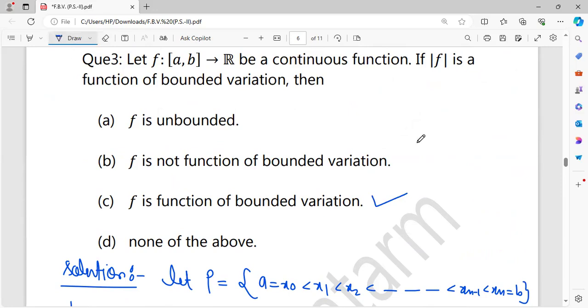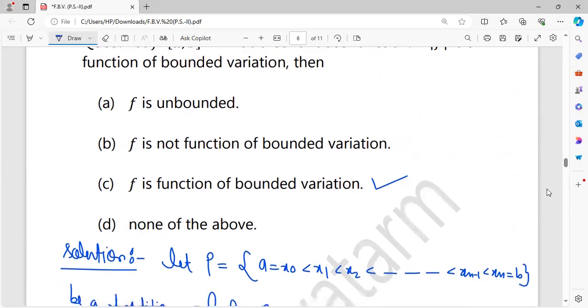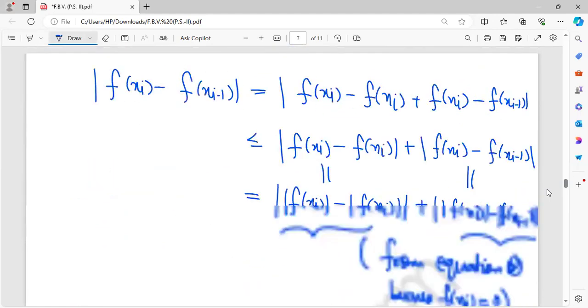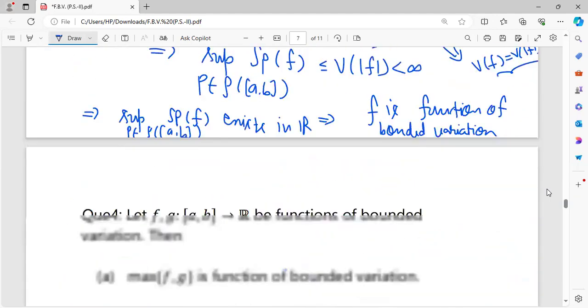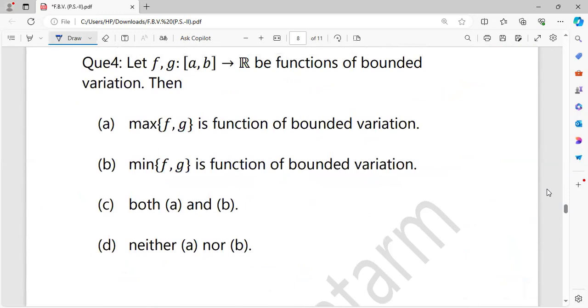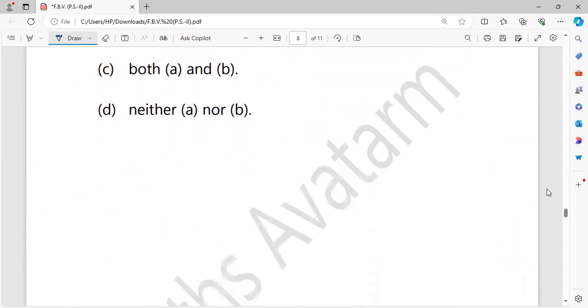Now move to next question, fourth question. Let F and G be function of bounded variation. Then max of Fg is function of bounded variation. Minimum of Fg is function of bounded variation. Both A and B. D option is neither A nor B. So solution.